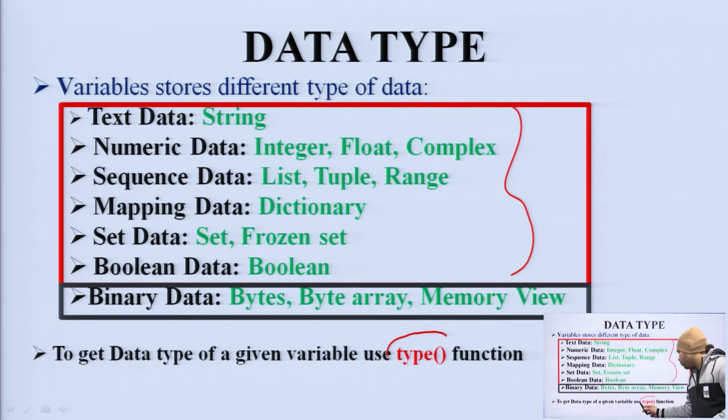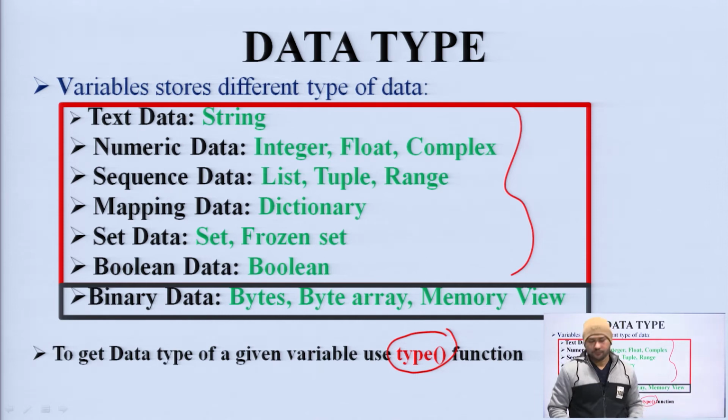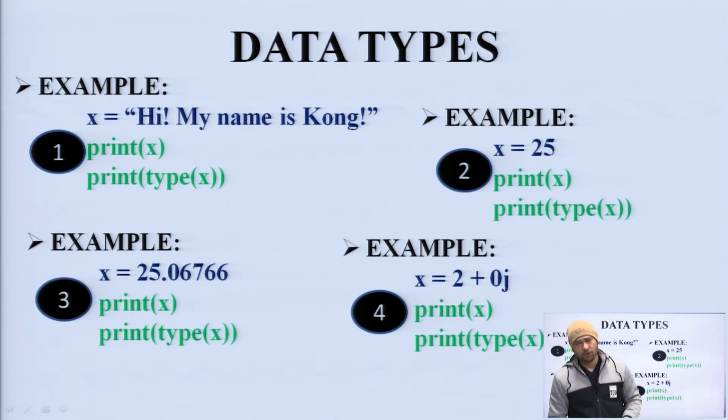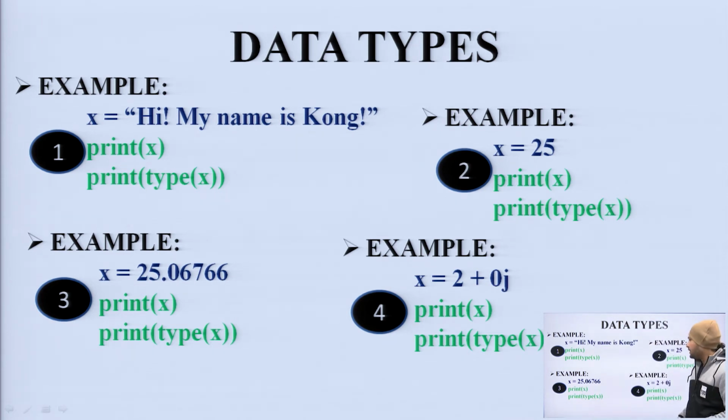If you are not sure what type of data is there, you can use this type function. Now, again I have just introduced the word function. Now, how we are going to use this type function, you can see. Now, there are some examples. In these slides you just need to identify the data types.